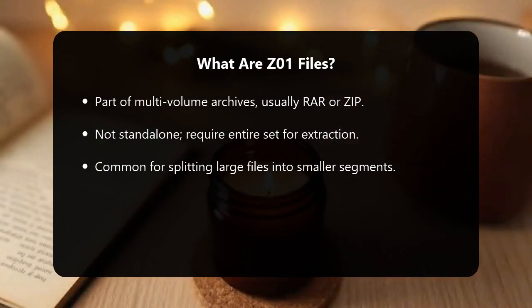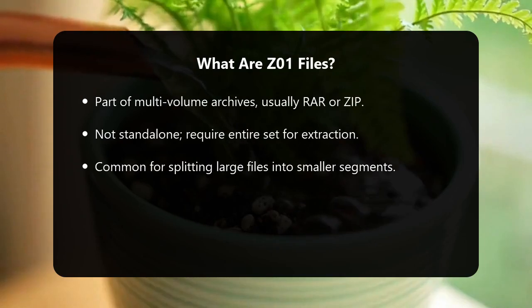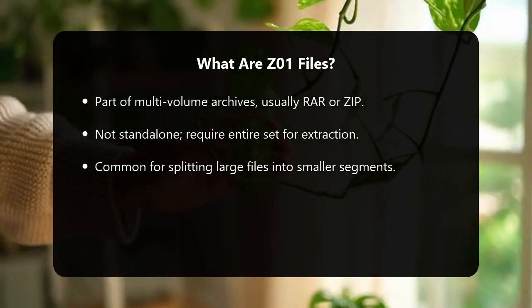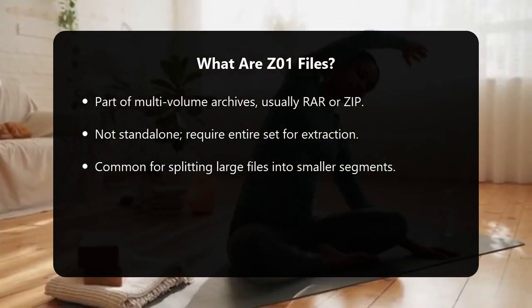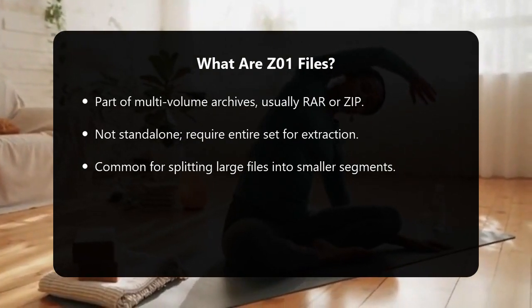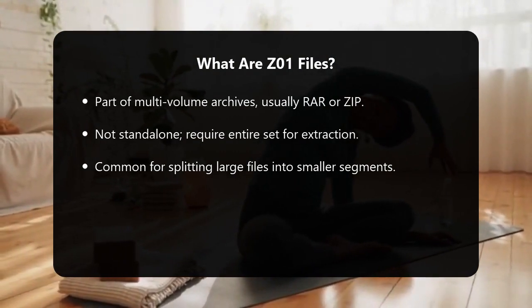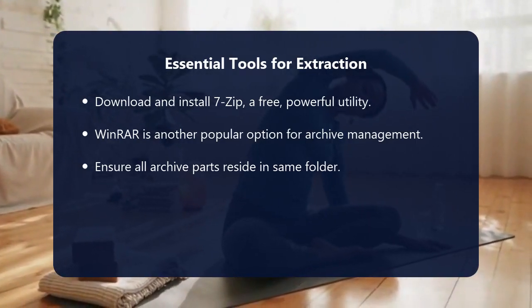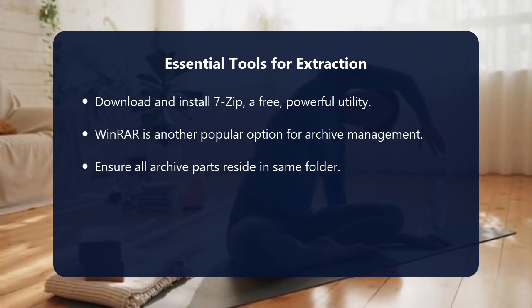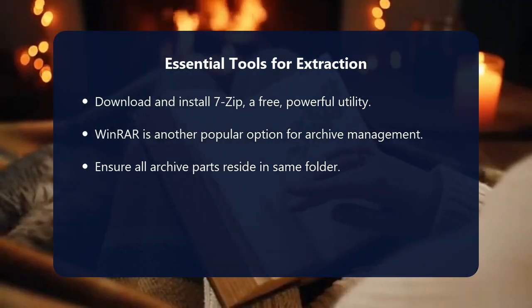The Z01, Z02, Z03, and so on are simply sequential parts, and for successful extraction, you absolutely must have all segments, including the primary archive file, which is usually a .zip, .rar, or sometimes a .001 file. Without the complete set of files, you won't be able to access the content. The first crucial step is to ensure that every single part of the archive, from the main .zip or .rar file all the way through Z01, Z02, and any subsequent parts, is located in the exact same folder on your computer. If even one segment is missing or misplaced, the extraction process will fail.